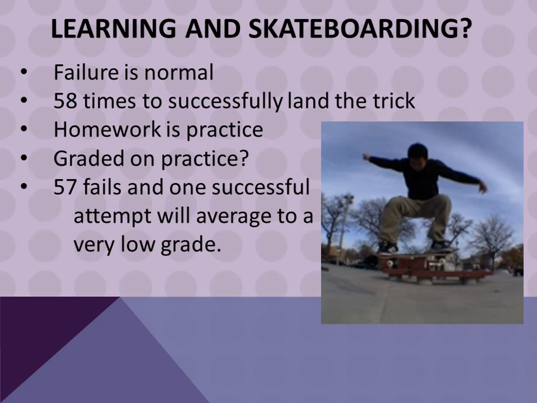He wonders why many schools grade students based on their practice. If he had 57 failed attempts averaged with his one successful landing, his grade would no doubt be incredibly low, which is not indicative of his ability. What is his goal? To land the trick. Did he achieve it? Yes. So why would he be given a D when he shows mastery of the objective?